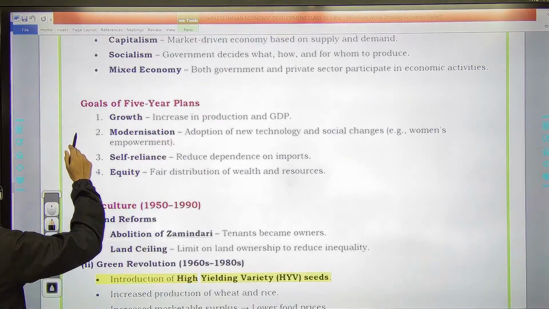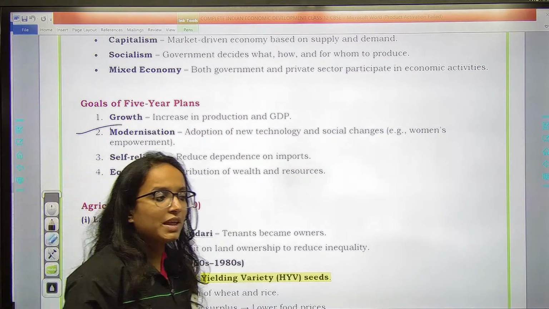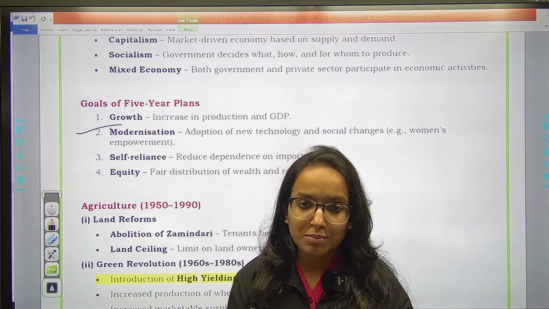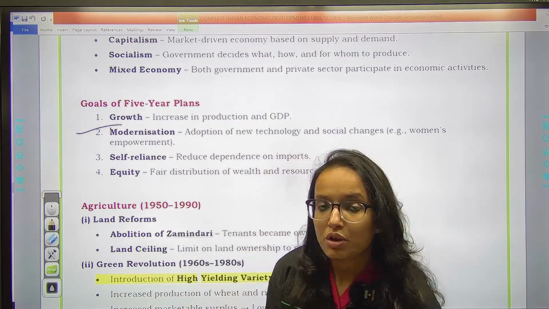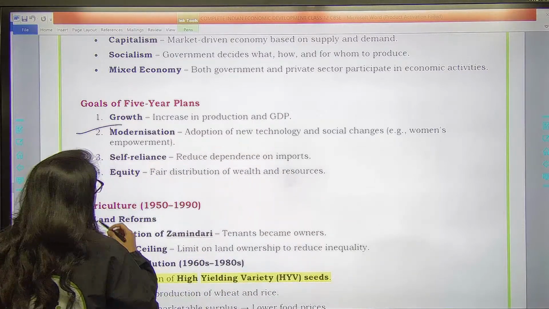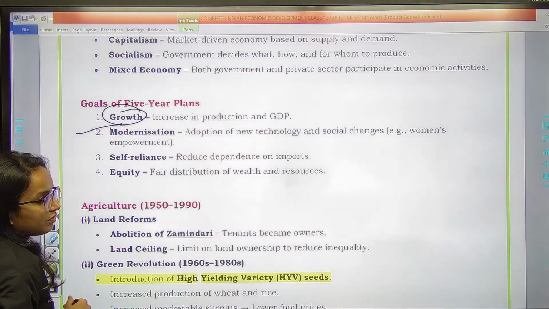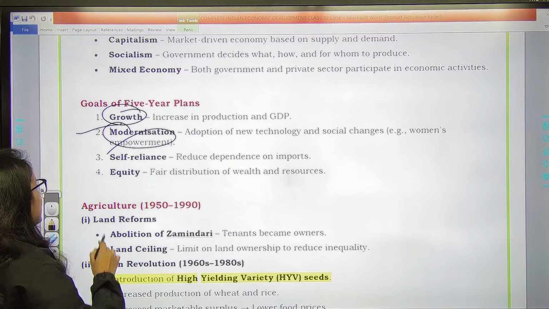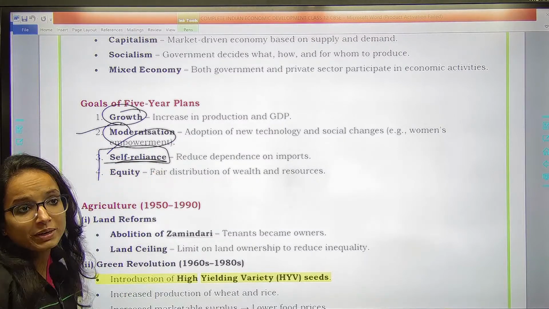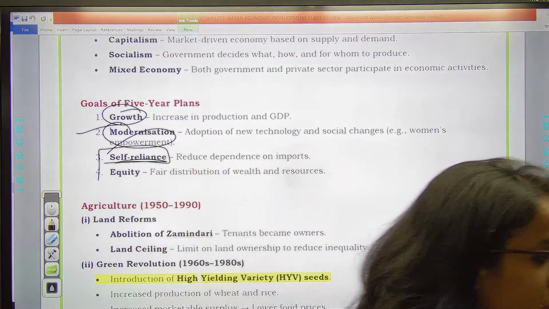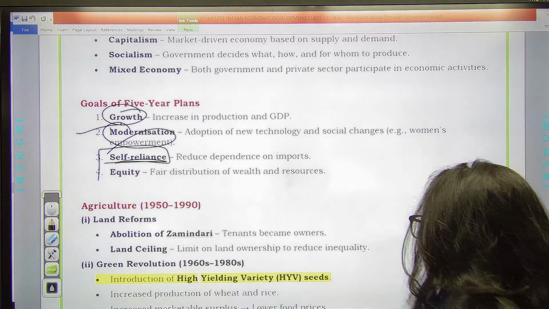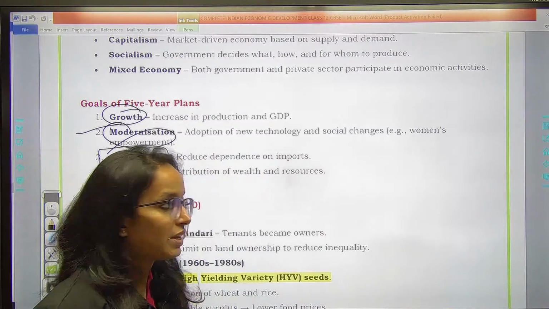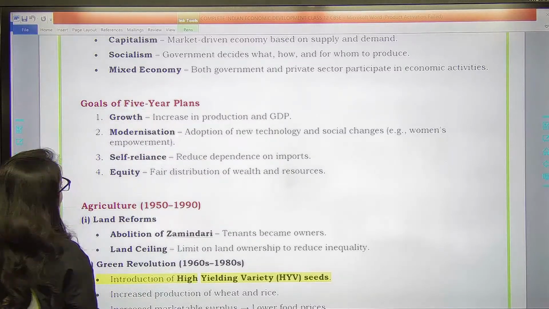Then there were 5-year plans, right? In 1950 only, the Planning Commission was constituted. From 1951 we had the 5-year plans. 12 5-year plans हमने बनाए थे for development of the Indian economy. What were the broad objectives of these 5-year plans? Growth, increasing the GDP, modernizing the Indian economy in all segments, self-reliance, because our dependence on imports was very high, right? So we wanted self-reliance in terms of food as well as other products. Equity, fair distribution of wealth and resources, because poverty and inequality were very high. So these were the 4 major goals of 5-year plans.